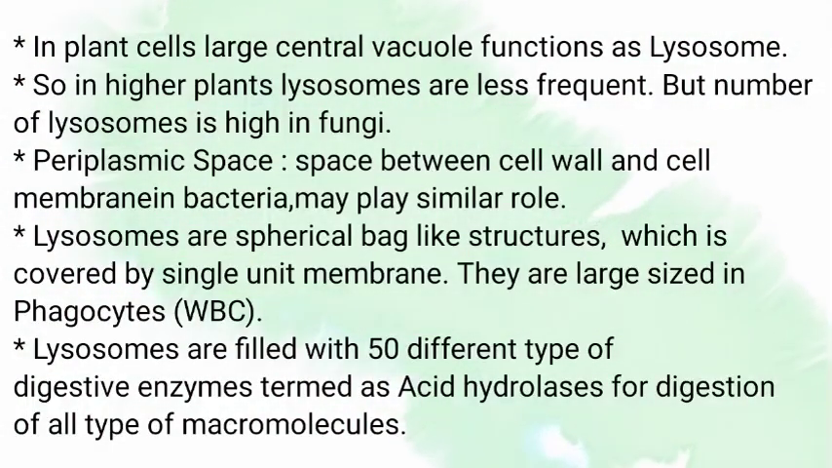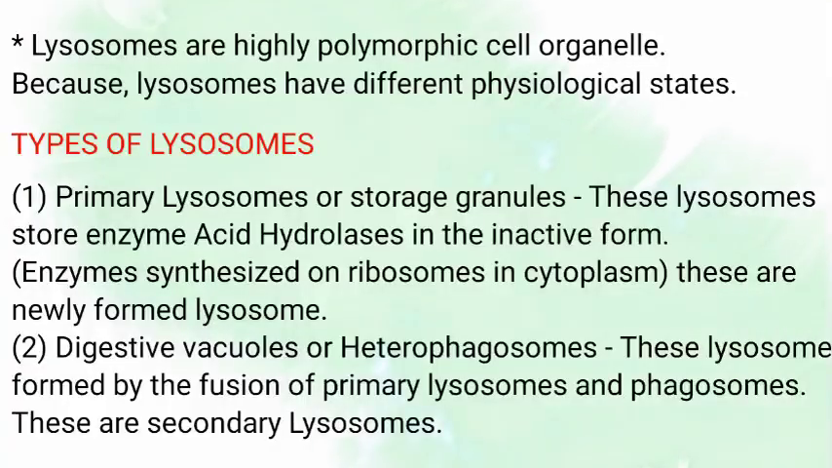Lysosomes are spherical bag-like structures which are covered by a single unit membrane. They are large sized in phagocytes, especially WBC, white blood cells. Lysosomes are filled with 50 different types of digestive enzymes termed as acid hydrolases for digestion of all types of macromolecules. Lysosomes are highly polymorphic cell organelles because lysosomes have different physiological states.